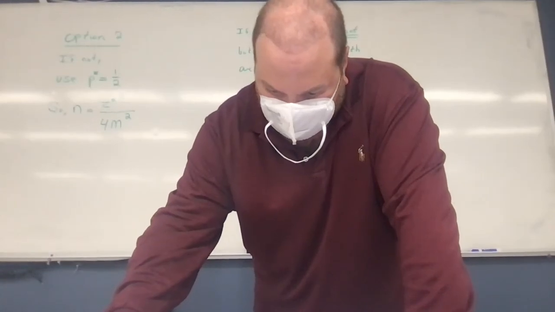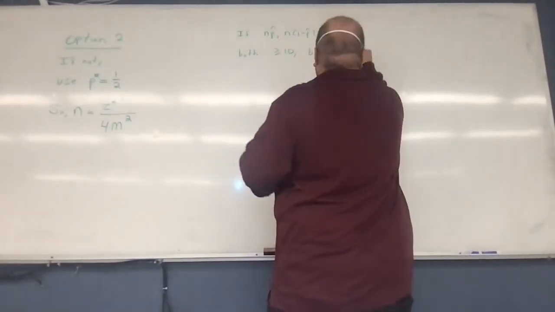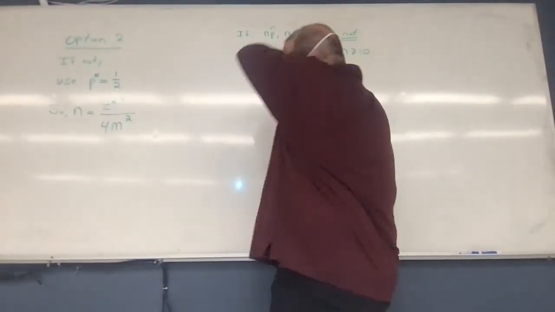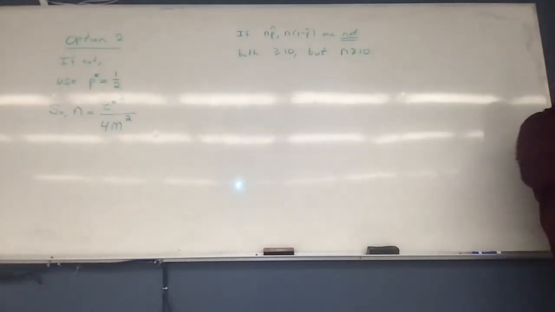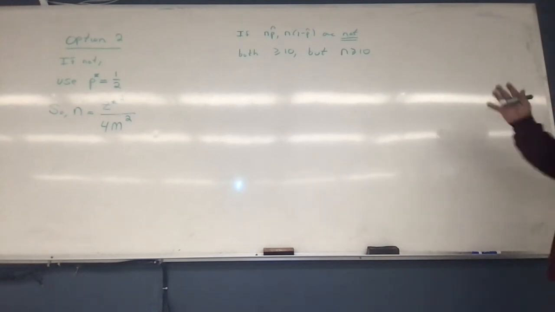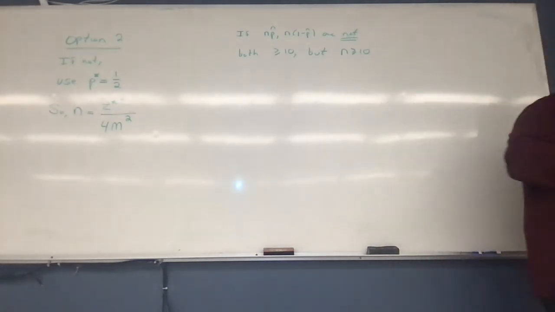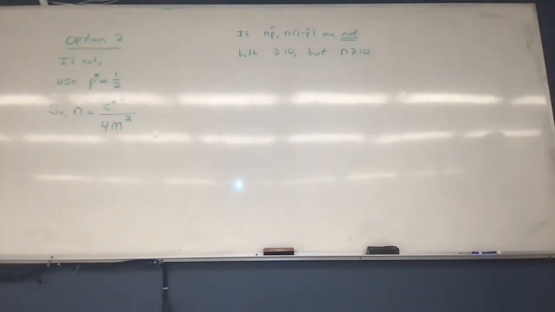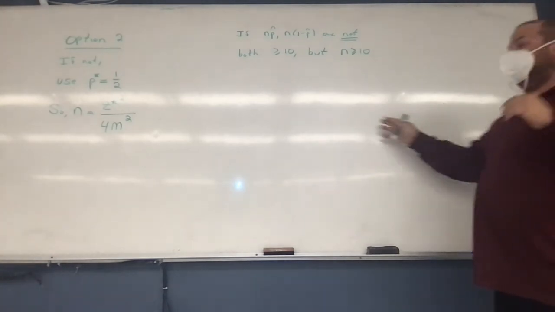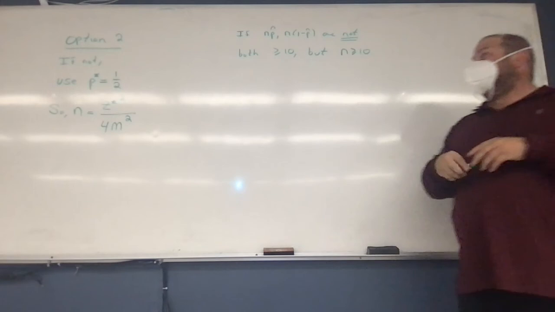All right, well. Here we go. No, but n is greater than or equal to 10. So we don't have 10 successes and 10 failures, but you have at least 10 trials. Okay, now, if you don't have at least 10 trials, you can't even use this one. So option 1, we use the other one that we did in the beginning. That's great. Option 2, we don't satisfy this condition, but n is at least greater than or equal to 10. Then we do the following.